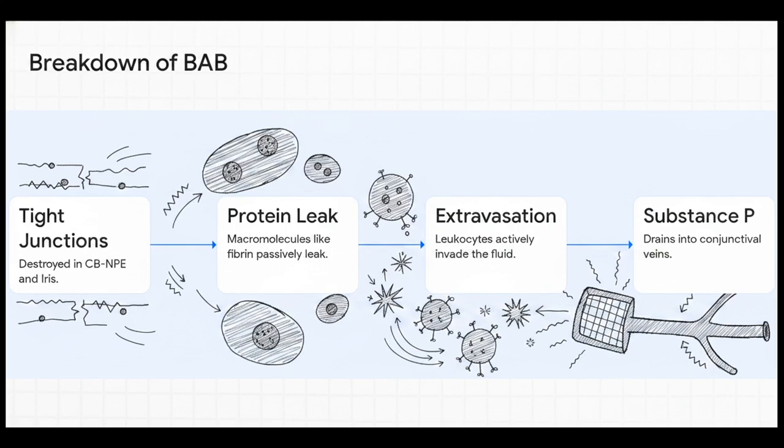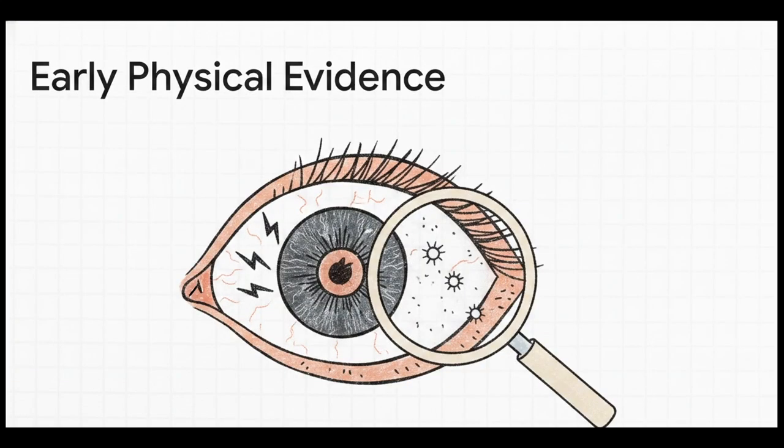White blood cells, or leukocytes, extravasate into the fluid, completely driven by inflammatory chemoattractants. And finally, substance P drains via the trabecular meshwork straight into the conjunctival veins. This cascade completely rewires the eye's internal chemistry. And of course, this chemical breach leaves some very clear early physical evidence. That drained substance P causes painful pupillary spasms, giving the patient a myotic, super sluggish pupil.